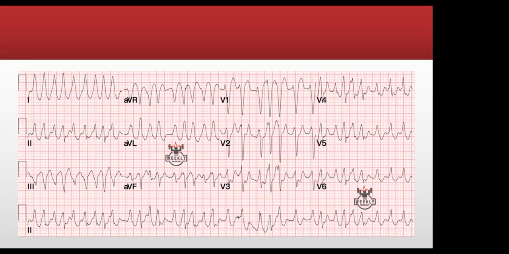Yes. Pre-excited AF, yeah. I'll agree with the pre-excited AF. Also, there's the concordance here. You can see V1 is predominantly negative, but V5, V6 is positive, and that's not typical of VT. VT will show one concordance throughout. If it's positive, it will be positive throughout, and if it's negative, it will be negative throughout. So this one, you have negative in V1 and then positive in V5, V6. So that wouldn't speak for VT per se.